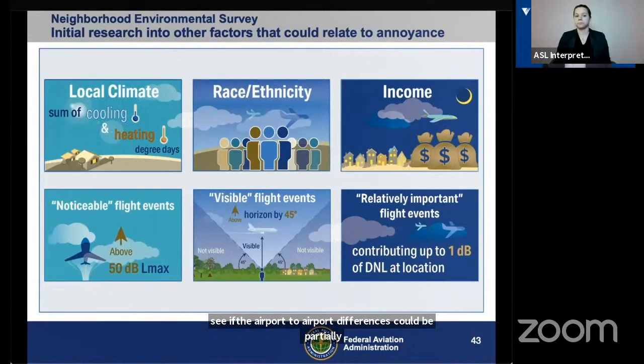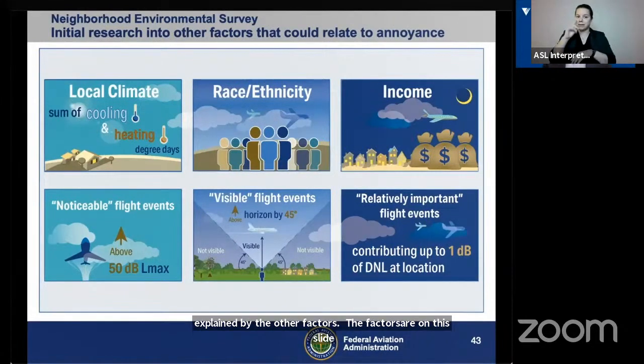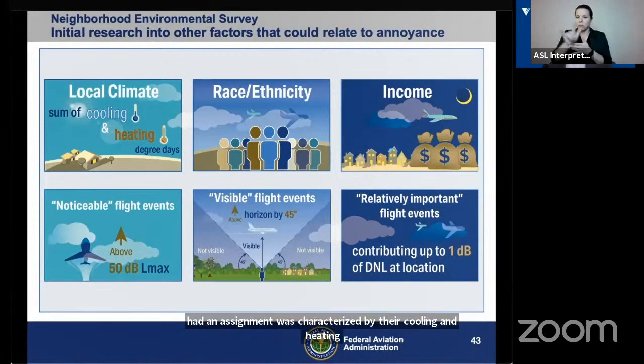Climate was characterized by the sum of cooling and heating degree days in order to create a metric that could differentiate airports where people might spend more time outdoors or with windows open.